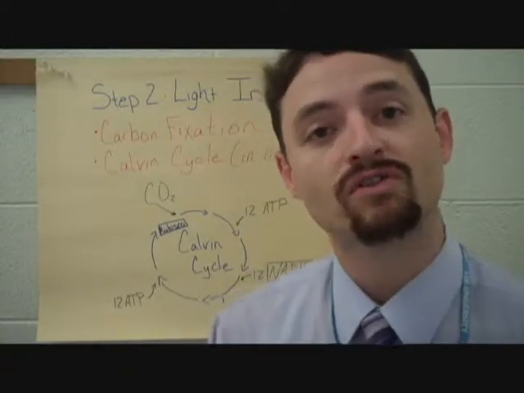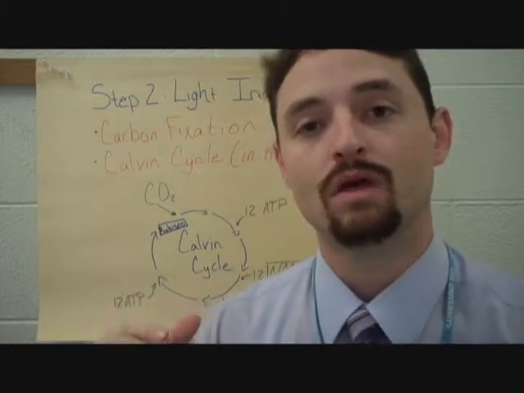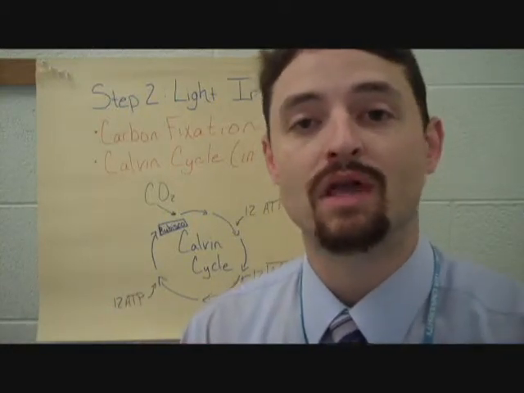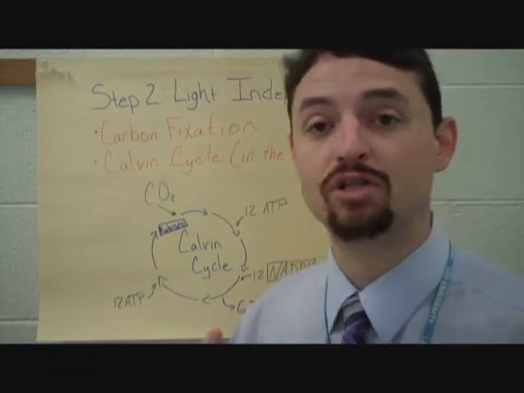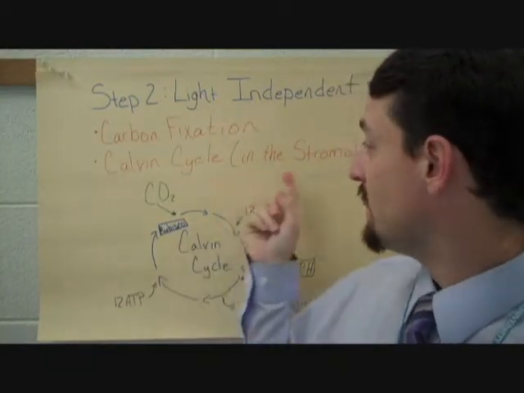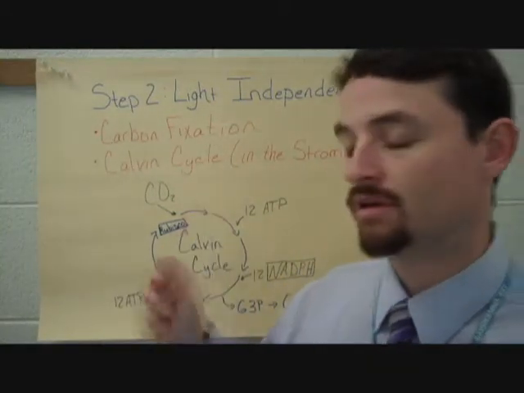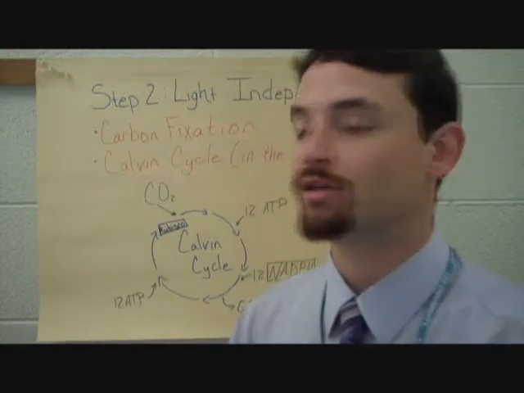All right, this is photosynthesis part 2. We've covered at this point up to the light dependent reaction. So now we're going to pick up here with step 2, which is the light independent reaction. Now this takes place in the stroma of the chloroplast.